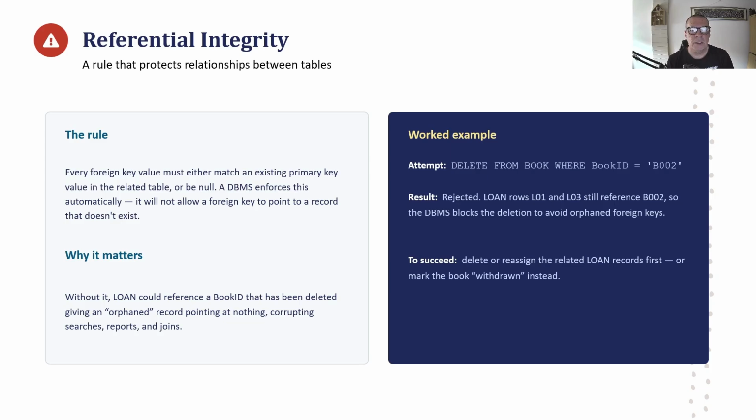Okay, one of the things we need to do within the database management system is enforce referential integrity. That means that we need to make sure that the relationships are valid between the tables. So the rule is that every foreign key value must either match an existing primary key value in the related table, or it has to be null. And the DBMS enforces this automatically. It won't allow a foreign key in one table to point to a record in the other that doesn't exist.